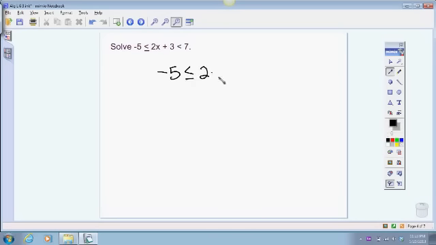Now we have solved lots of equations in the past, and we've already learned that solving inequalities is very similar to solving equations. In fact, it's exactly the same, except when we multiply or divide by a negative number. Then we have to flip over that inequality symbol.